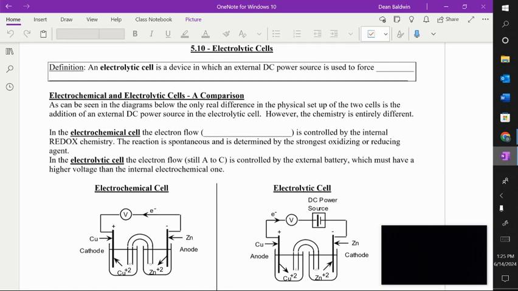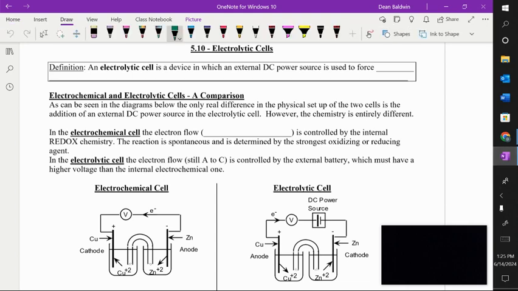Electrolytic cells. So what's an electrolytic cell? It's a non-spontaneous electrochemical cell that we drive with a battery. So all the electrochemical cells that don't work, we say, oh, they're not spontaneous. Throw a battery on it and we drive it and we make it work. That's pretty much what it is. All right? So basically, a chemist would say we use an external DC. What's DC stand for? Direct current power source is used to force a non-spontaneous reaction to occur.